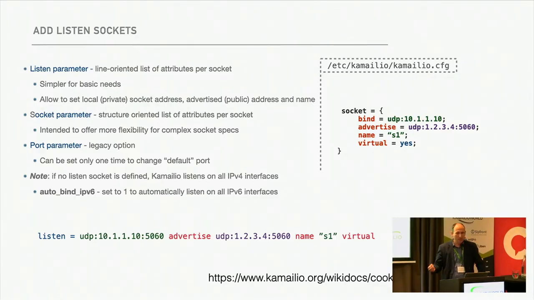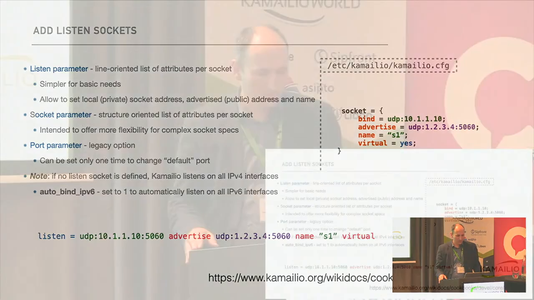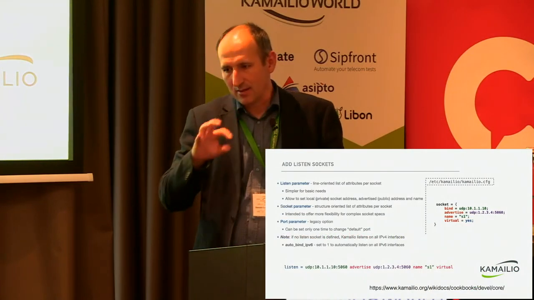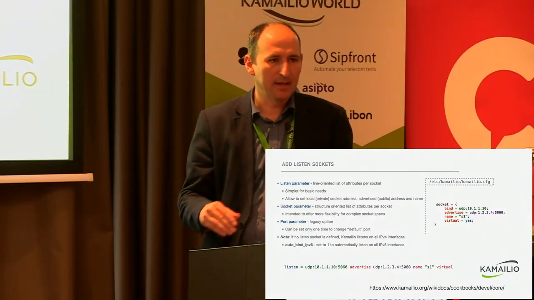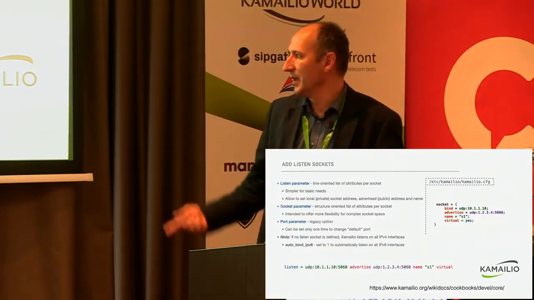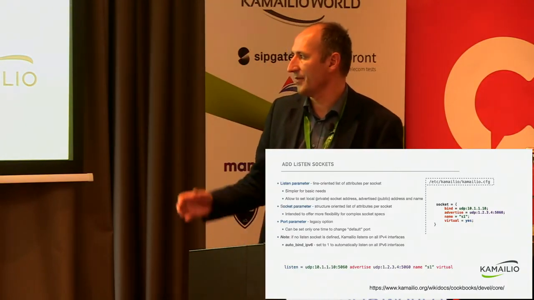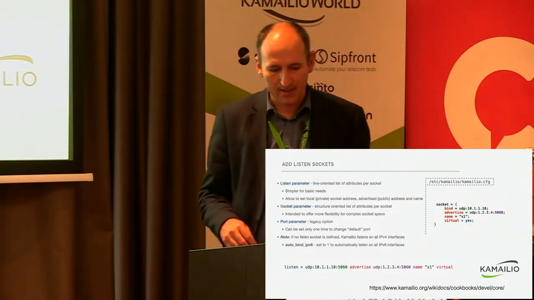Then we have the port parameter. If you want a different port than the default ones, you can set it with this parameter, but you can set it only once, like 5080 instead of 5060. Then the IP addresses will be discovered by Kamailio, which will listen automatically on all of them. The automatic listening on all addresses is only for IPv4. For IPv6, you have to enable auto-discovery with auto_bind_ipv6, which you set to 1 or yes, which is an alias for 1.